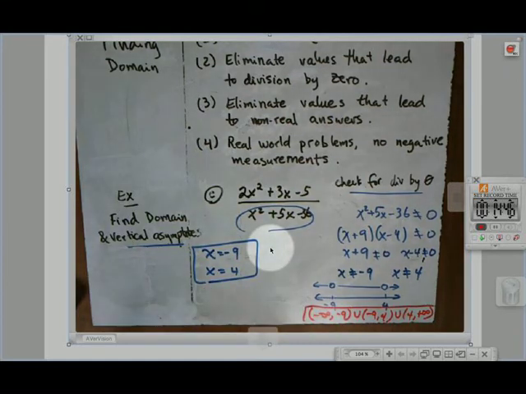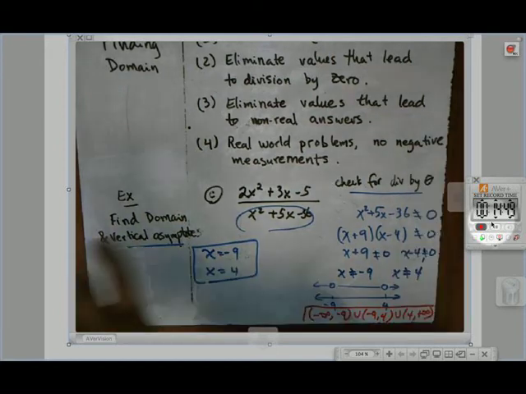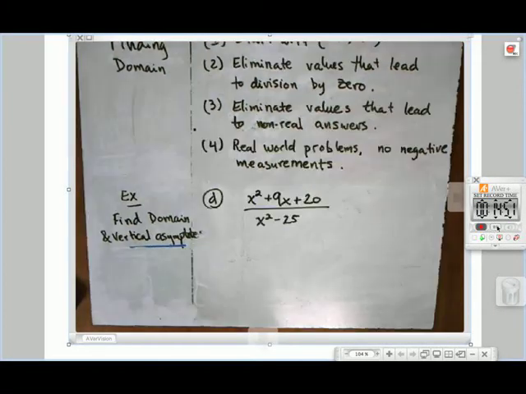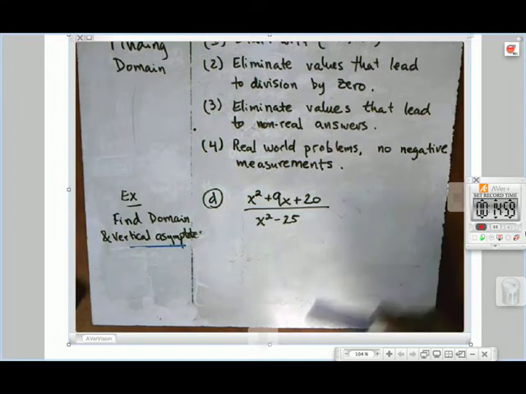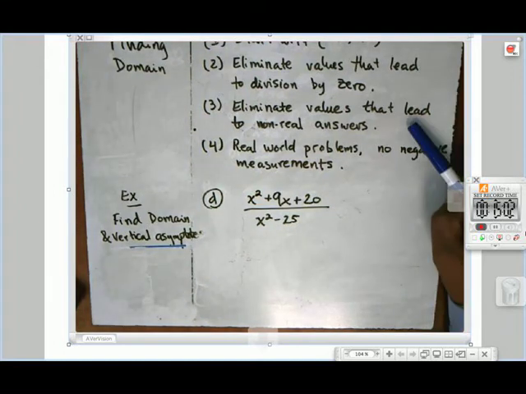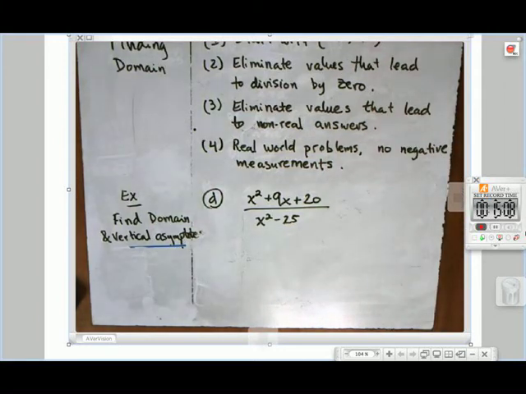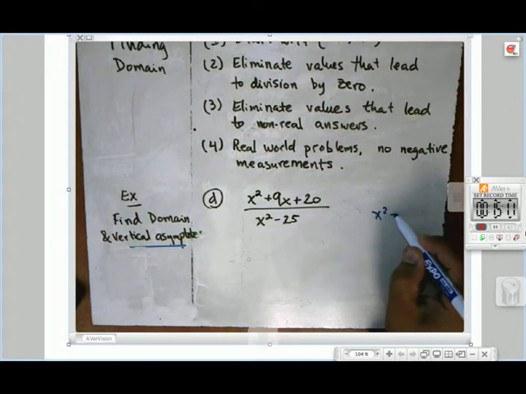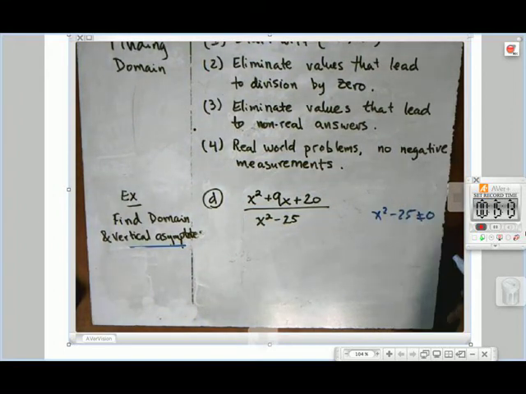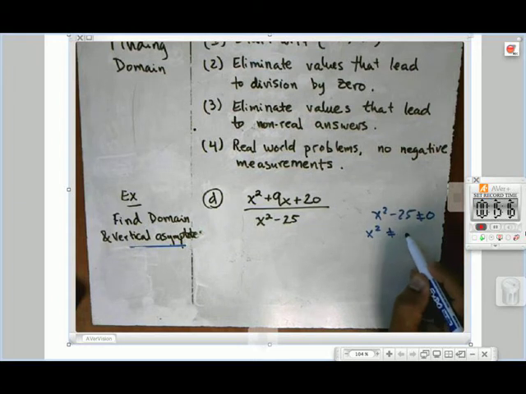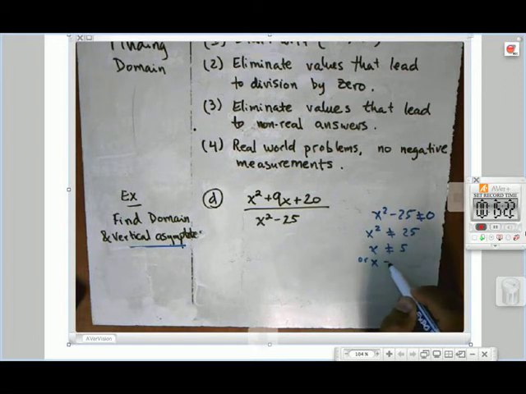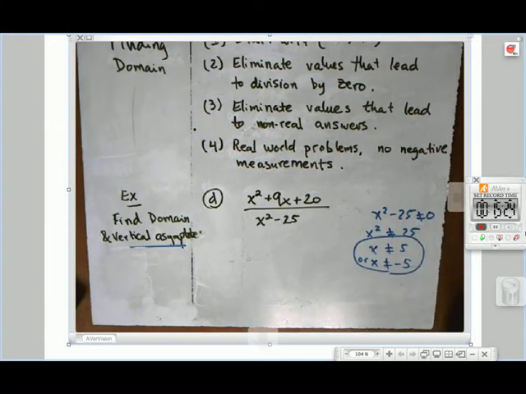Let's try one more. This time let's try a fairly tricky example. Okay, so I have one more example here of finding domain and vertical asymptotes, and we can approach this in a similar way that we did before. Eliminate values that lead to 0, eliminate values that lead to non-real answers, and we don't have to worry about this because there's no radicals, no square roots in there. So I know that the bottom here, x squared minus 25, cannot be equal to 0, x squared cannot be equal to positive 25, and x cannot be equal to 5, or x cannot be equal to negative 5. Okay? And this basically captures the domain.